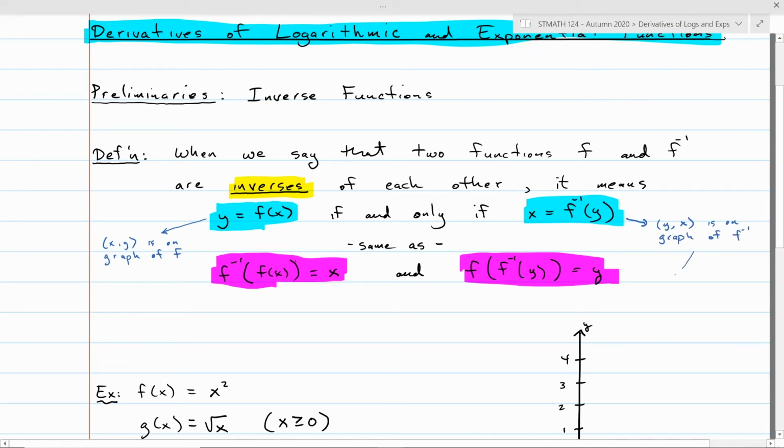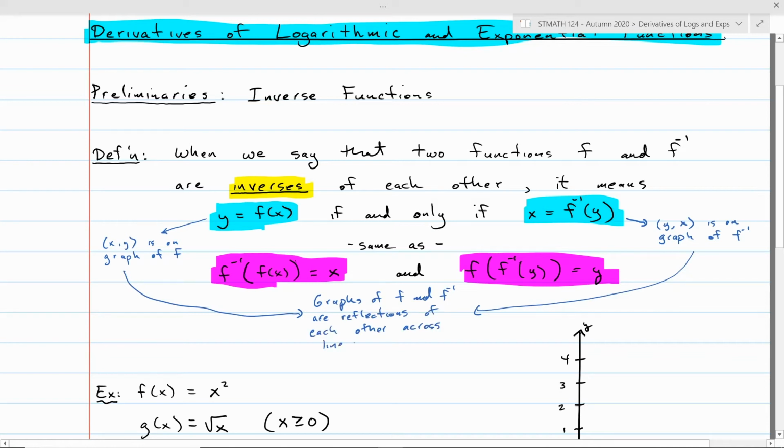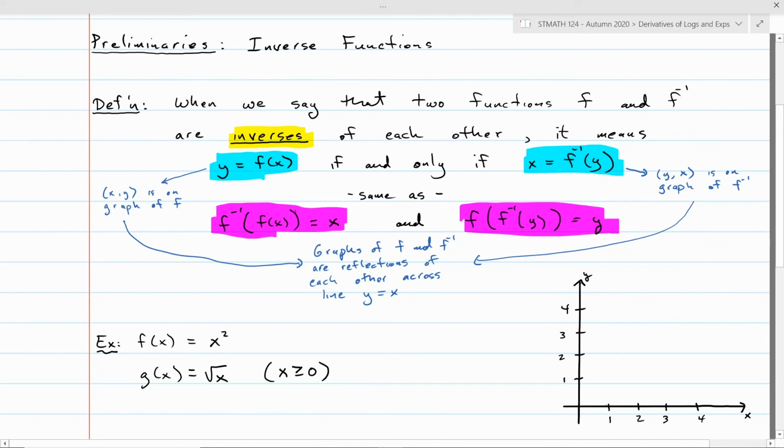And when you combine these two things, it tells you that the graphs of f and f inverse are related to each other in a special way. They are reflections of each other across the line y equals x. Whenever you reflect points across the line y equals x, it just has the effect of switching the coordinates. That's an interesting graphical way to think about inverses.